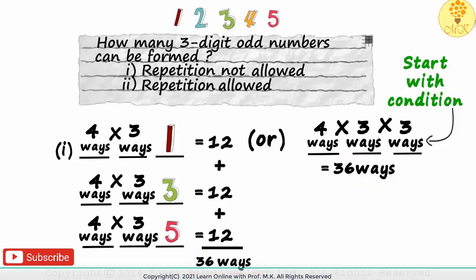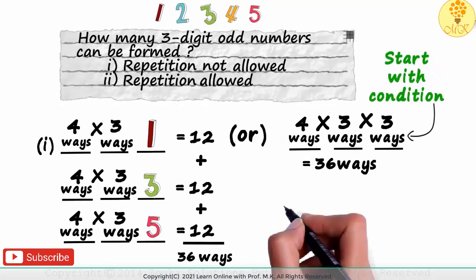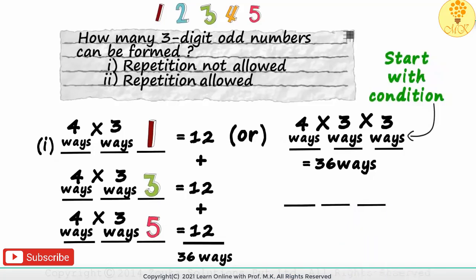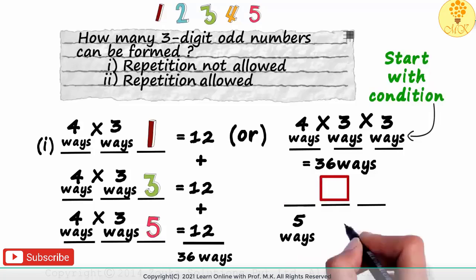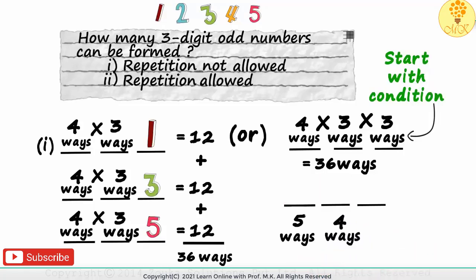Some of you would be thinking, why start with the condition? What if we don't? Let's say we decide to start with the hundredths place. In how many ways can we fill the hundreds place digit? We can fill it with any of the 5 digits. 5 ways. Having used one digit here, the tens place can be filled in 4 ways. And now we come to the units place. In how many ways can we fill the units place? Can we say 3 ways as 3 digits are left?